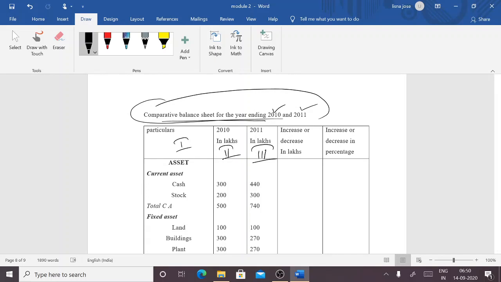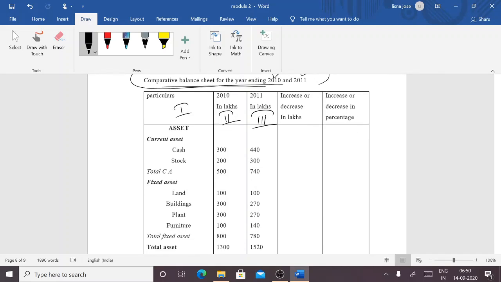Sometimes in a question the liability part will be given at the top, or sometimes the asset part will be given. So it is better to follow a format where you start from the asset side and end with the liability part. Okay, so the 2010 figure you can write the same as in the question, and 2011 as well.